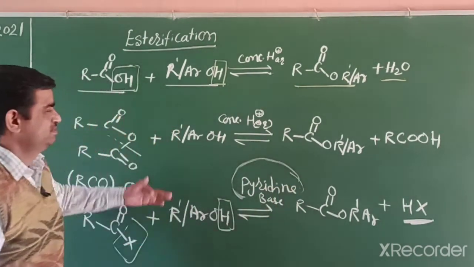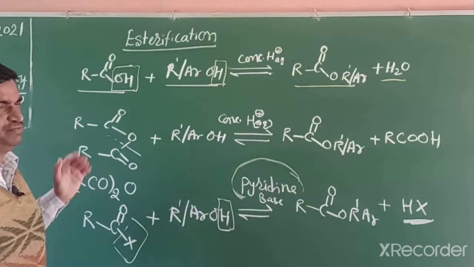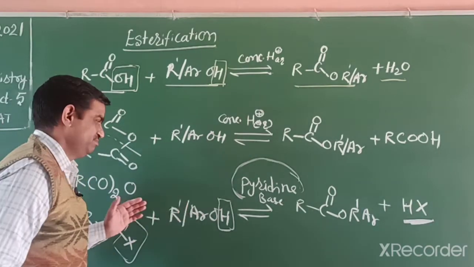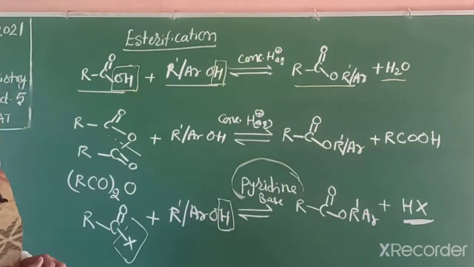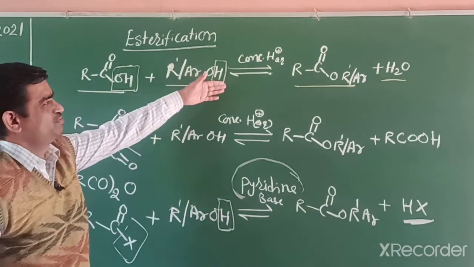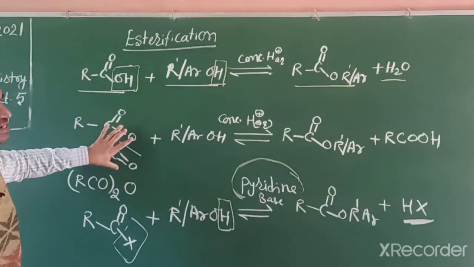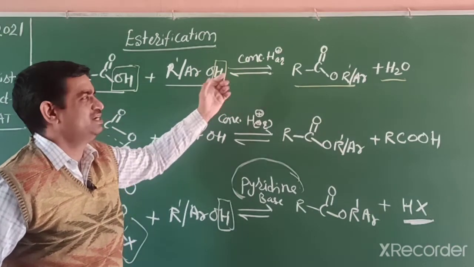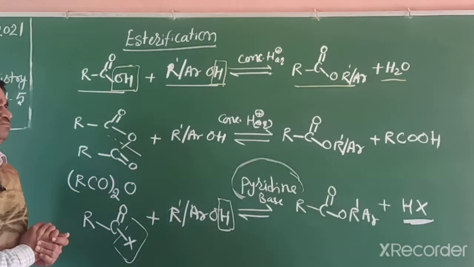Many times questions are asked in the exam as a reasoning question. In esterification, when we take acyl halide, what is the role of pyridine? Pyridine facilitates the reaction towards the product side because it removes the hydrogen halide by salt formation. And what is the role of concentrated sulfuric acid in this reaction? When carboxylic acid and anhydride react, it is a strong dehydrating agent. It removes water and facilitates the reaction towards the product side.